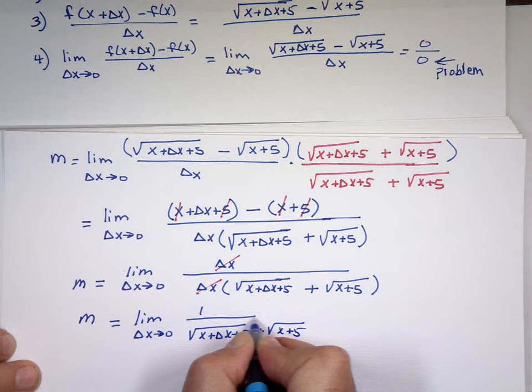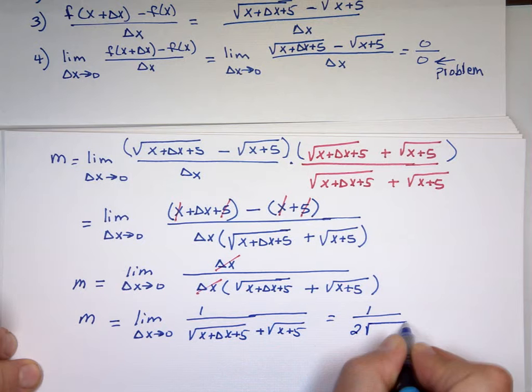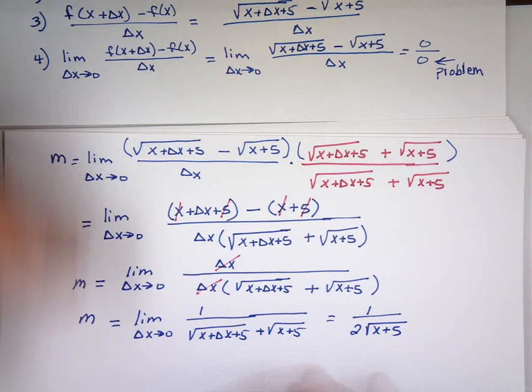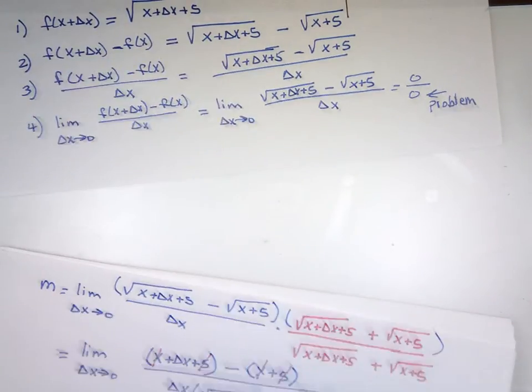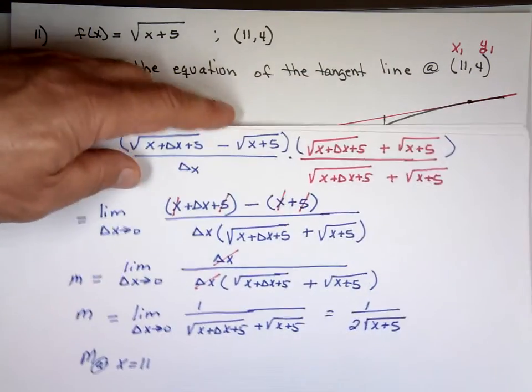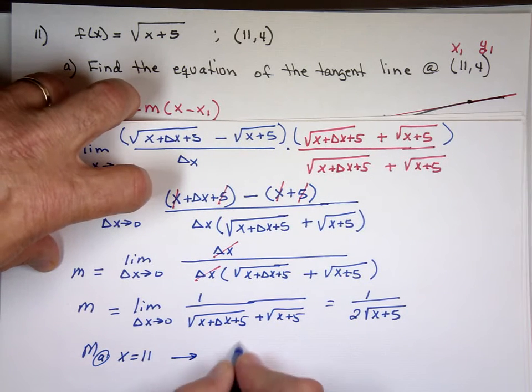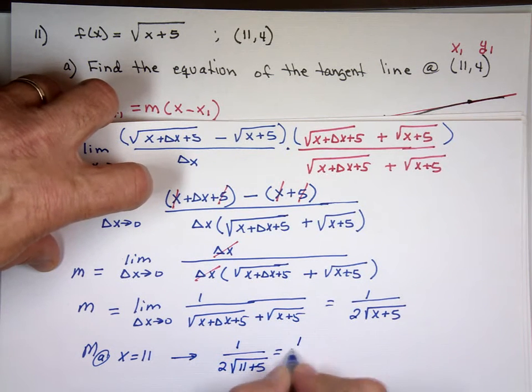So if you try direct substitution, that's 1 over 2 times the square root of x plus 5, letting delta x be 0. But I wanted the slope at where? At x equals 11. That's what the point was, 11 comma 4. See that 11 comma 4? X is 11. Can you tell me what the slope at that point will be? 1 over 2 times the square root of 11 plus 5, that's 16. That's 1 over 8.